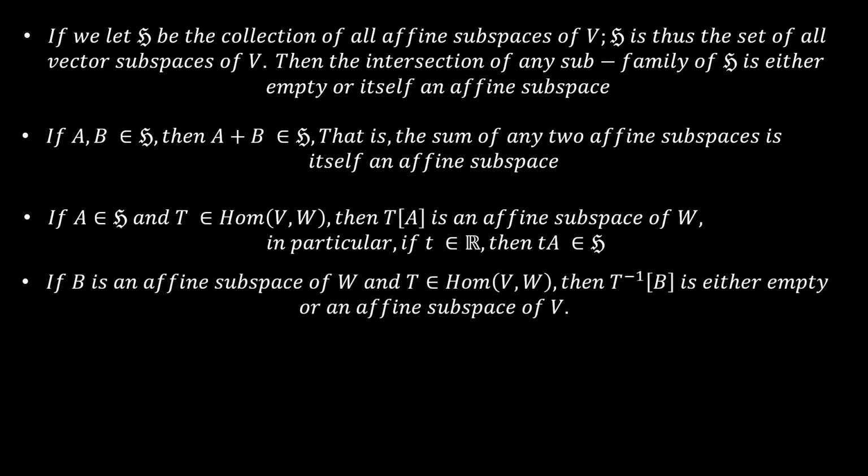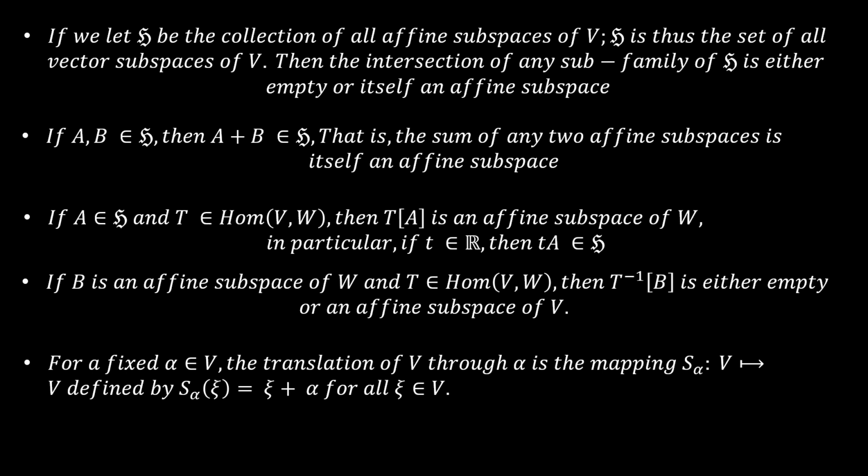Another thing is, if B is an affine subspace of W, then taking one of the functions T within the homomorphism from V to W, and assuming that T is surjective, the inverse image of B is either empty or an affine subspace of V. Right? That's one thing we need to know.